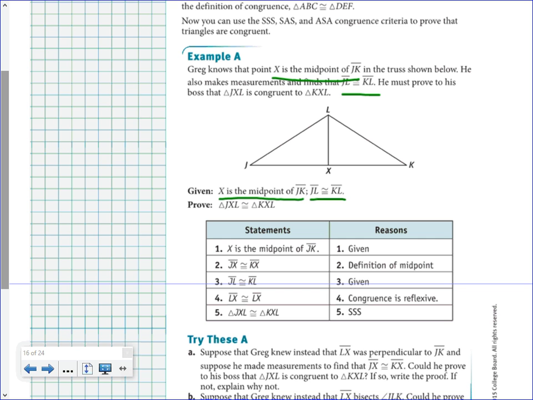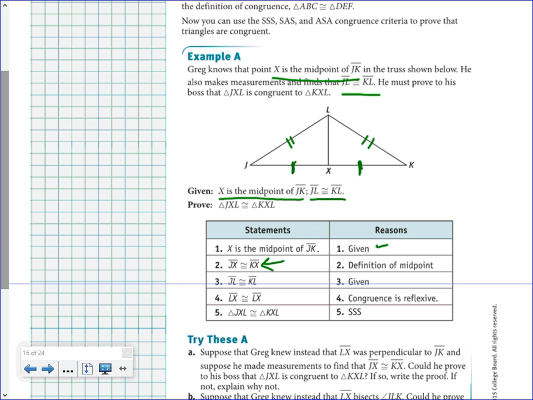So when you're working through these, I think it's helpful to mark the given information. So X is the midpoint, means that these 2 are going to be congruent. JL and KL are going to be congruent. So when I'm going to make my 2-column proof, I know for a fact those are congruent, and so I'm going to start with my given information. If X is the midpoint of JK, that means that these 2 segments, here and here, have to be congruent. JX is congruent to KX.